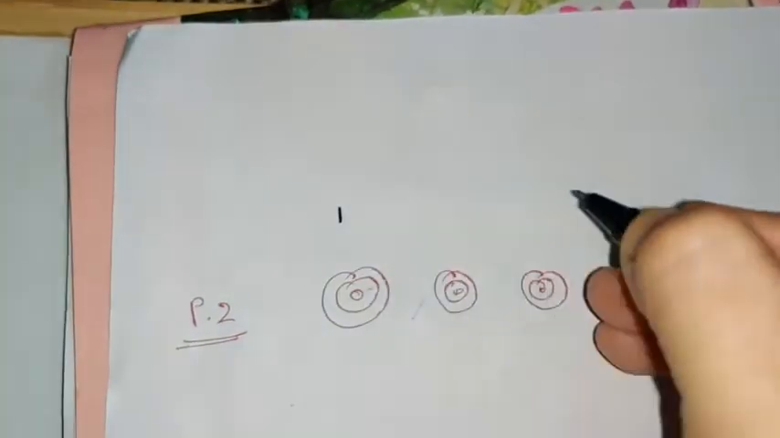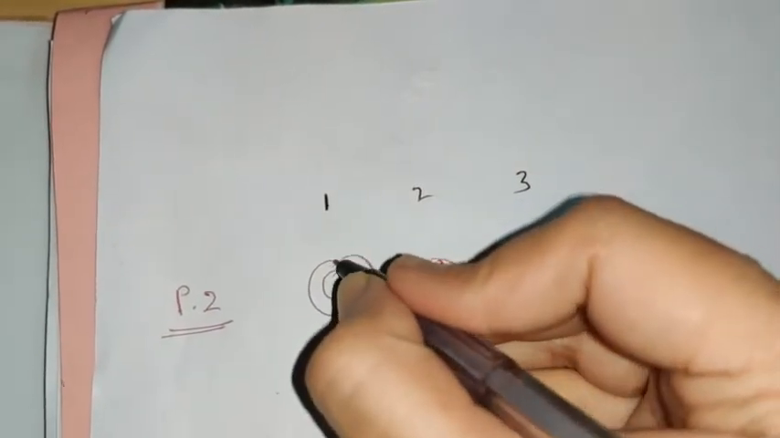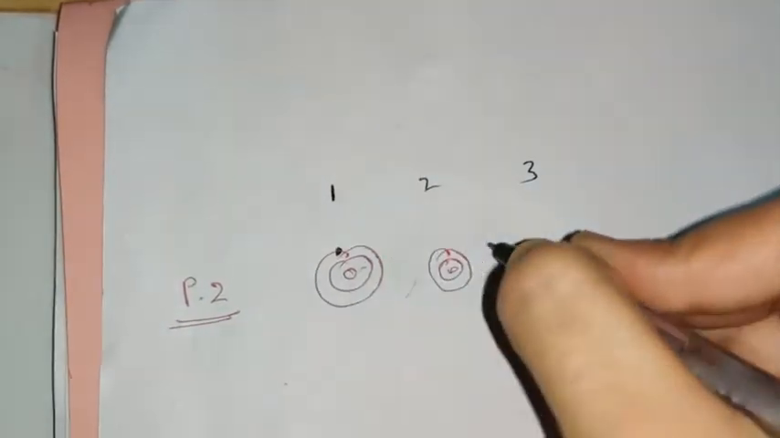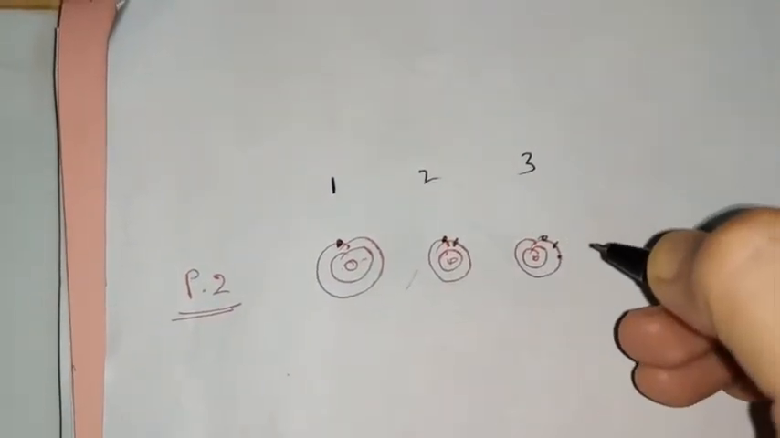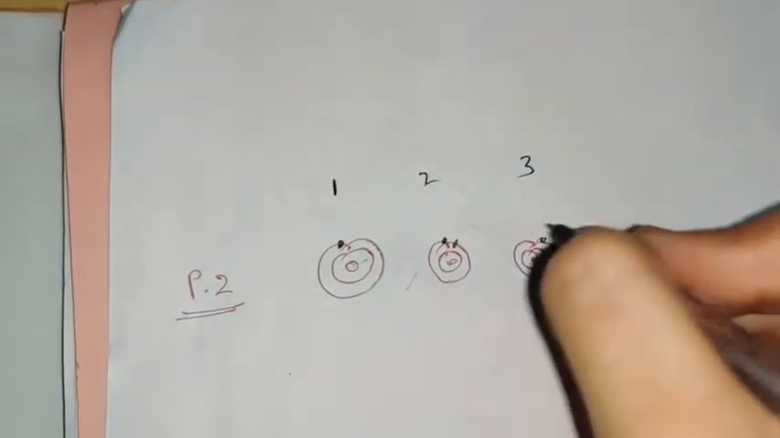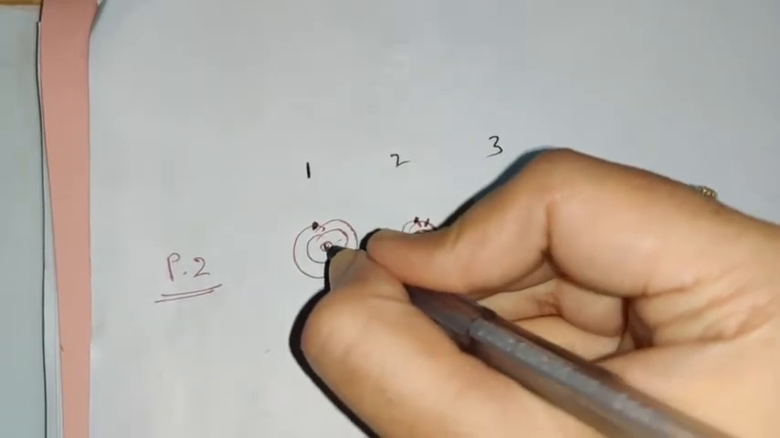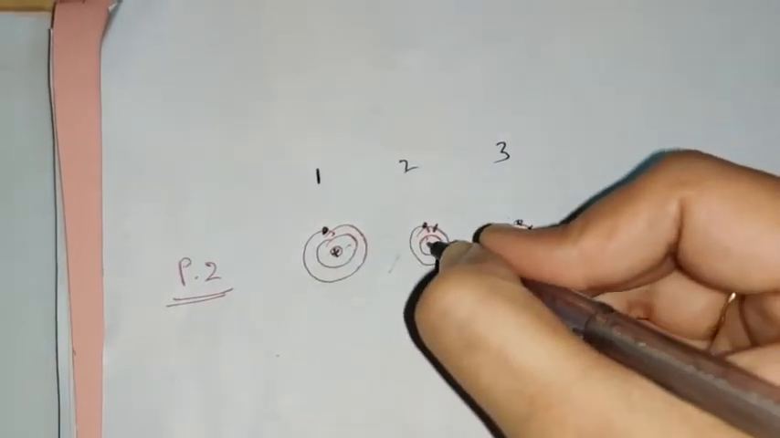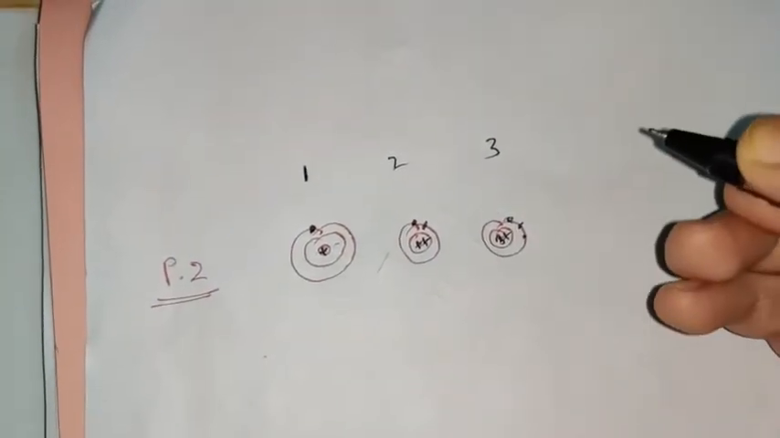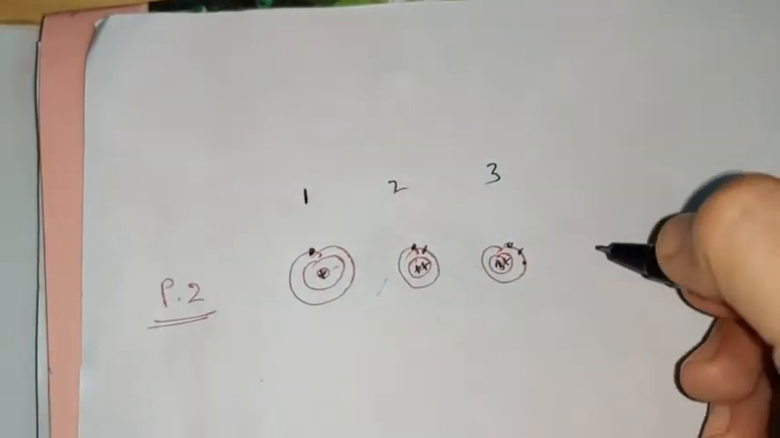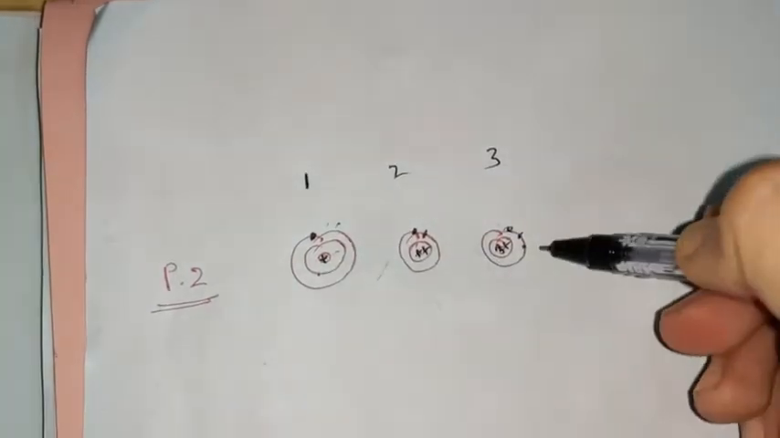If suppose this is group 1, this is group 2, this is group 3, this is just an example to make you understand. In group 1, the outermost shell will have 1 electron, this will have 2 electrons, this will have 3 electrons, it goes on increasing. And similarly, when you are moving left to right, the value of nuclear charge will also increase. In first case, it will be +1. In second case, it will be 2 plus. In third case, it will be 3 positive charge. Now when you compare these three, the atomic radii of this will be maximum and this will be minimum.